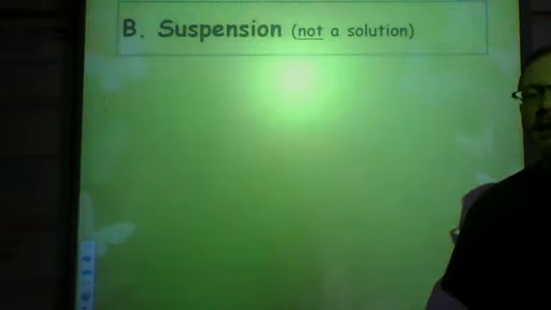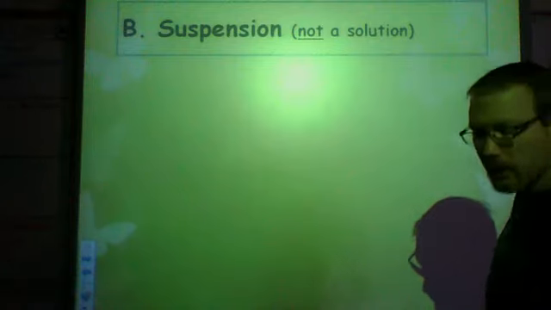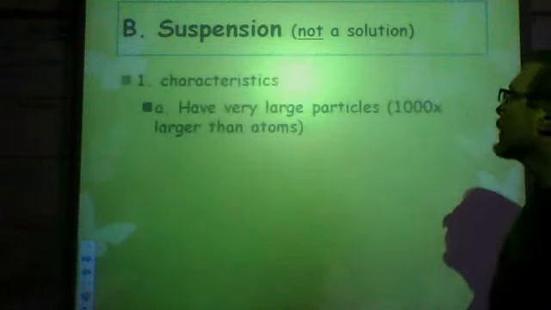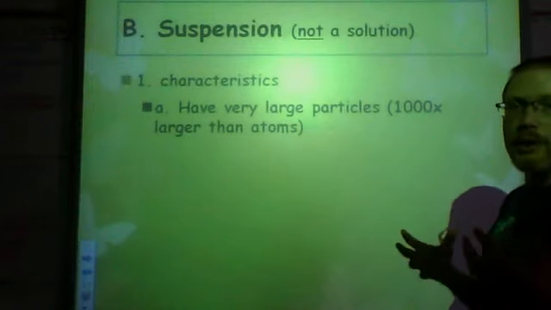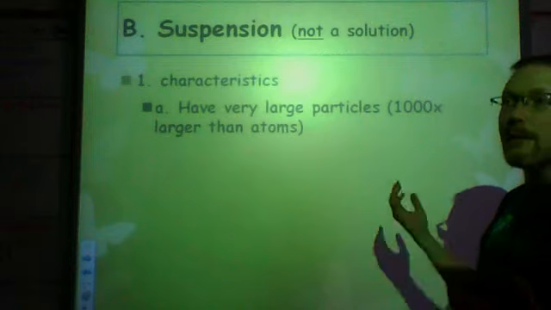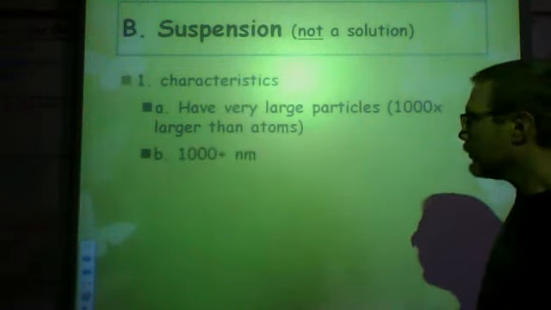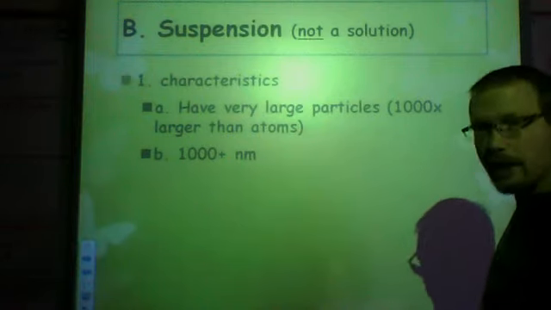Alright, now we're done talking about solutions. We're going to look at a couple heterogeneous mixtures. The first one we're going to take a look at are called suspensions. Suspensions typically have very large particles, usually large enough to where you can see them. They will definitely deflect light. Got some sizes on here. If it means anything to you, they are greater than 1,000 nanometers in diameter, I suppose.